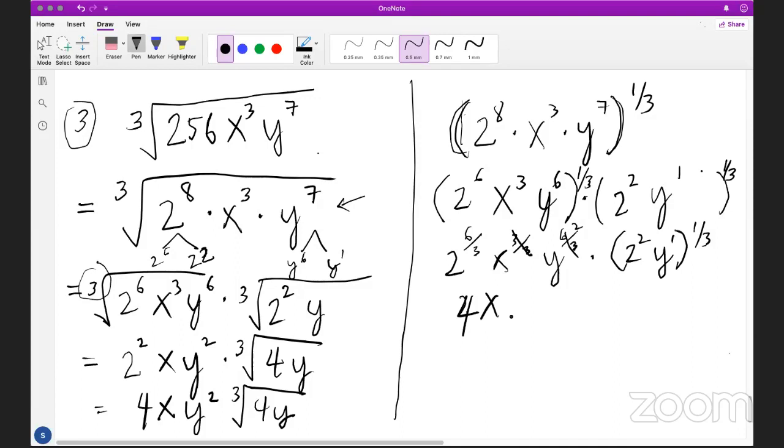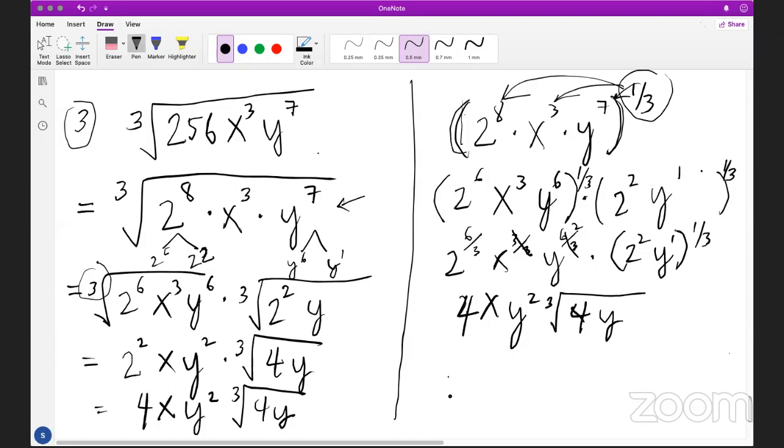Times this one. And then what's the proper way of writing it? It's written in radical form: cube root of 2 squared or 4y. Okay, so as long as you get the answer. Or some people distribute this one and make their fractions, for example, 2 raised to 8 thirds, x raised to 3 over 3, y raised to 7 over 3. They turn these into mixed numbers, but I don't think you'd want that: 2 raised to 2 thirds, x, and y raised to 1 and 2 thirds. But it's more confusing, so don't do that.